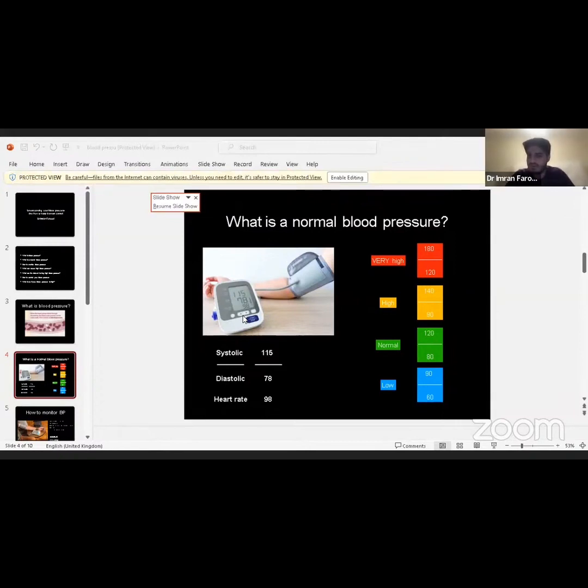Now, often on the blood pressure monitors, there's a third number, which is just our heart rate. So we can ignore that one for now. That's not relevant to the blood pressure specifically.